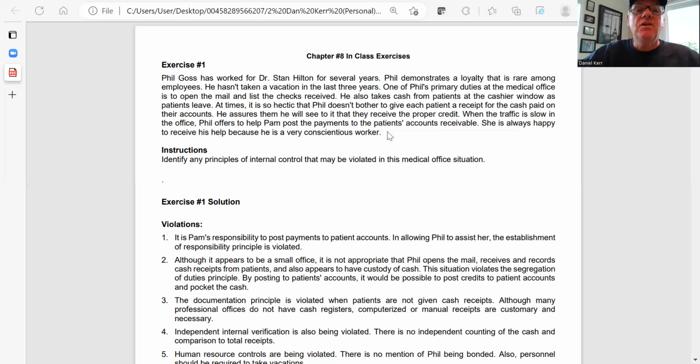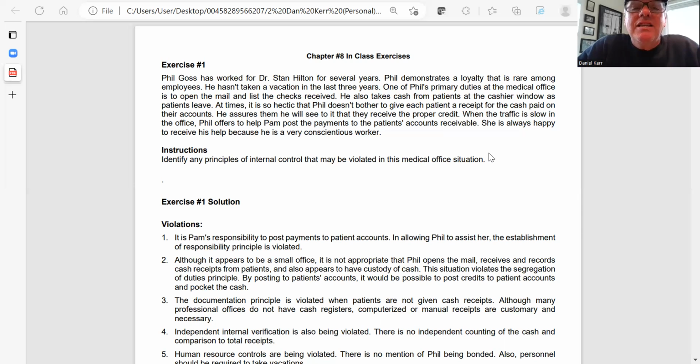We've got a guy named Phil who's working for a doctor. He's worked there for a long time. He's thought to be a very loyal employee. In fact, he's so loyal he hasn't taken a vacation in 3 years. That ought to set off some little bells and whistles in your head. One of his primary duties at the medical office is to open the mail and list the check receipts. Okay, that's fine. Someone should do that. He also takes cash from patients at the cash window as patients leave. What's missing here? How do we know that he's accounting for all the cash that he's actually collected?